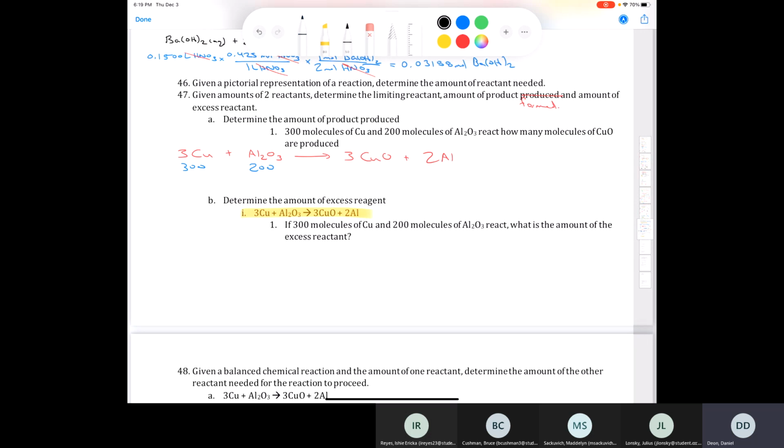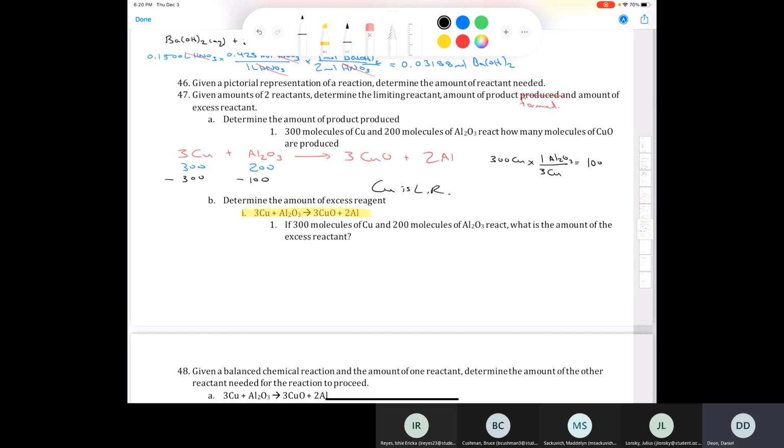Now, that one I'm kind of just solving in my mind, but think about it. If I react all of this copper, if I remove all of those molecules, how many molecules of aluminum oxide are going to react? Well, remember, we've got 300 molecules of copper, and we know that for every 3 of copper, we consume 1 of aluminum oxide. So we only remove 100 of those. That means that copper is my limiting reactant.